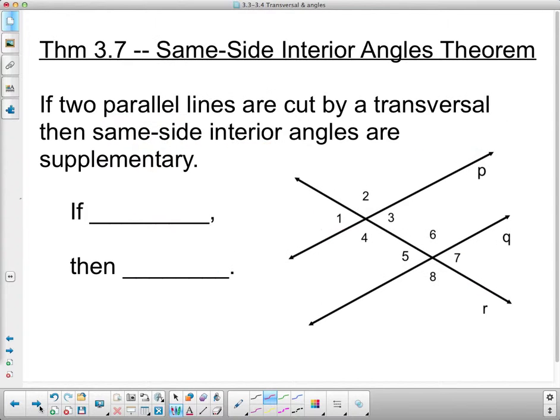Okay, and the last one. This one's different. What's the title? Same side interior angles. So if two parallel lines are cut by a transversal, the same side interior angles are supplementary. So our word of the day just went haywire. Supplementary.